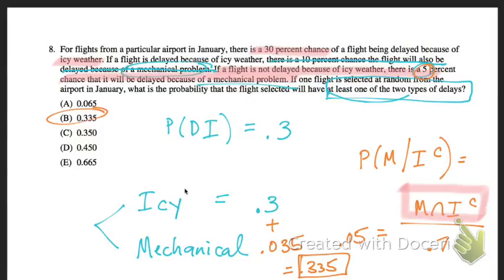Yep. How do you know it's not just straight 35? Originally I was going through, I knew it wasn't anything else besides, I knew it was in the 30s, because I solved for this number. Is that just because there's an intersection between the mechanical and icy? Mm-hmm. Okay. How do you find 0.7 again? So it's 1 minus 0.3. So it's either delayed because it's icy or it's not delayed.